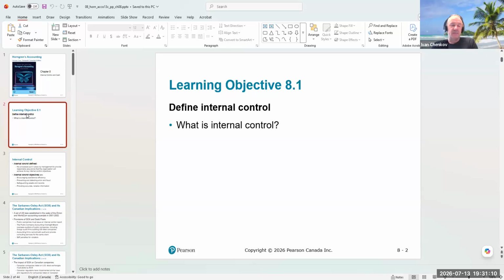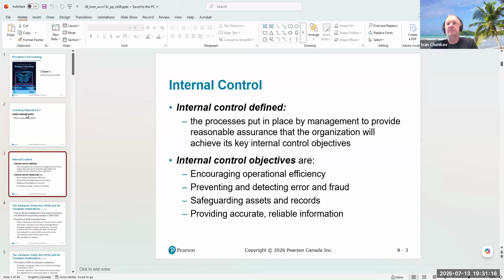Before we design this system, we need to identify and define what internal control is. So internal control is defined as a process which is put in place by the people who control the organization, in this case management, to provide reasonable assurance that the organization is going to achieve the key internal control objectives, and not only those objectives, but the general objective of the corporation or organization.